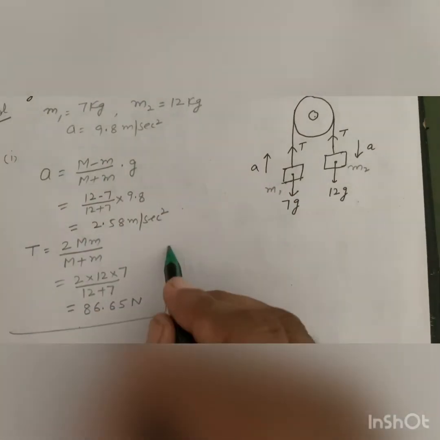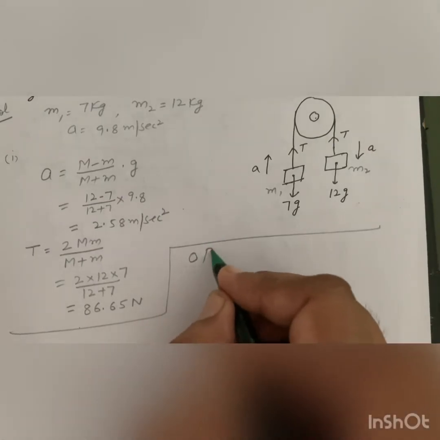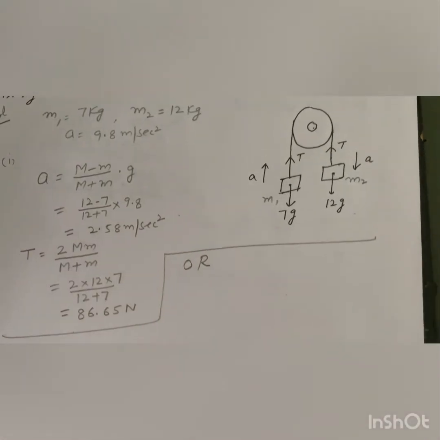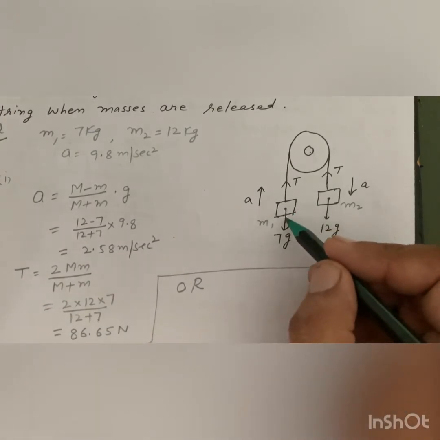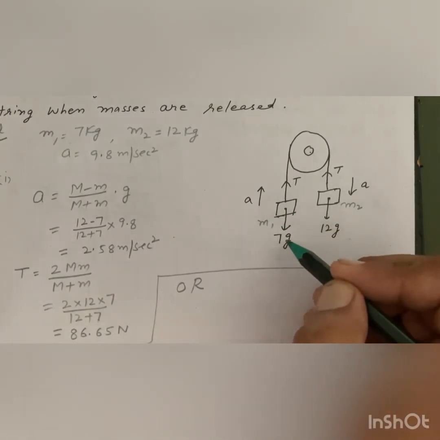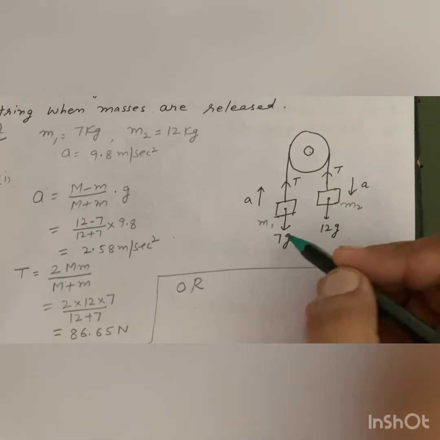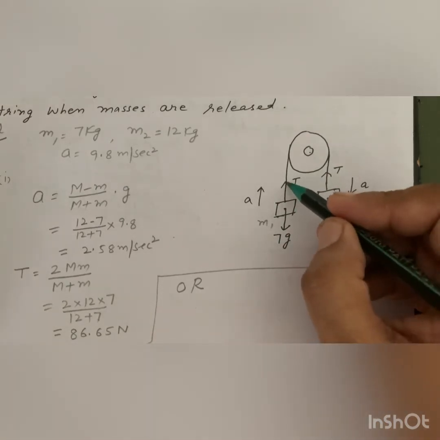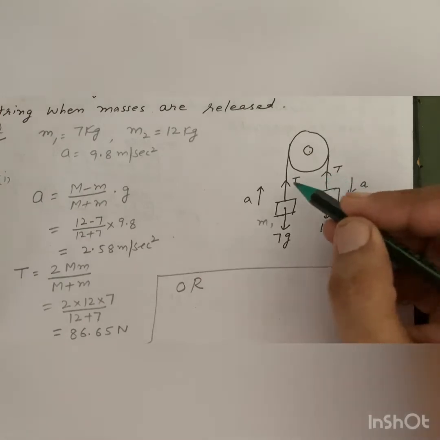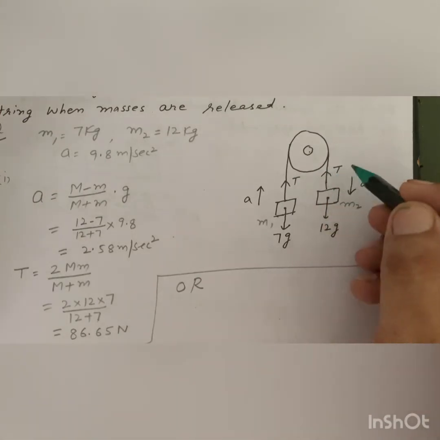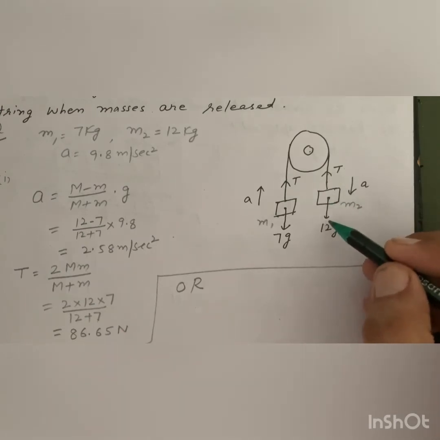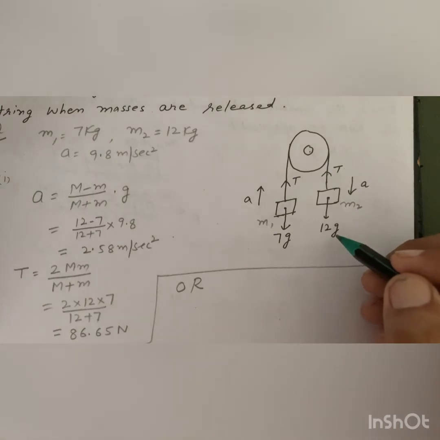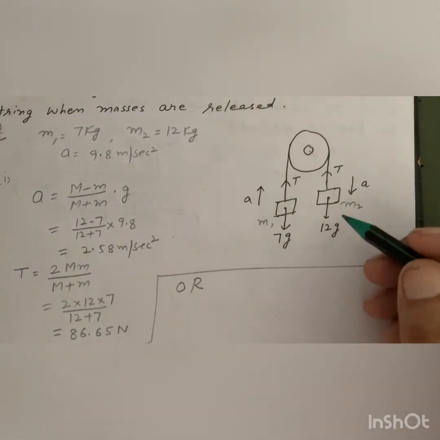And another way to solve this numerical is by using the free body diagram. Here we see the weight of this mass is acting in the downward direction, that is equal to 7g, and tension is in the upward direction. Here the string is the same, so tension here is T, and this mass, its weight is acting downward, that is equal to 12g. Now we apply the free body diagram.